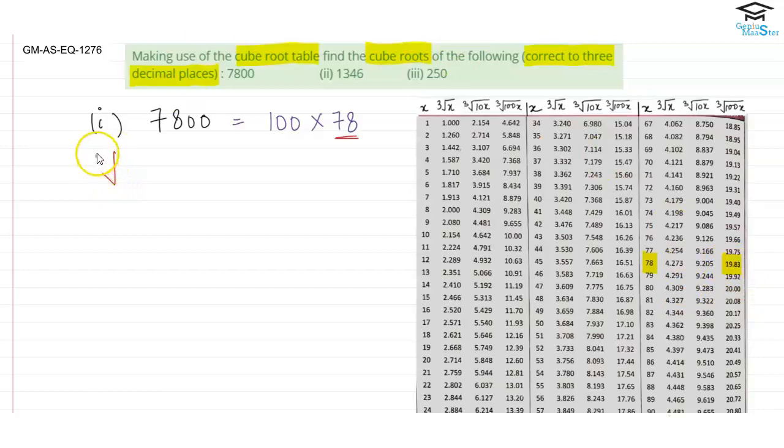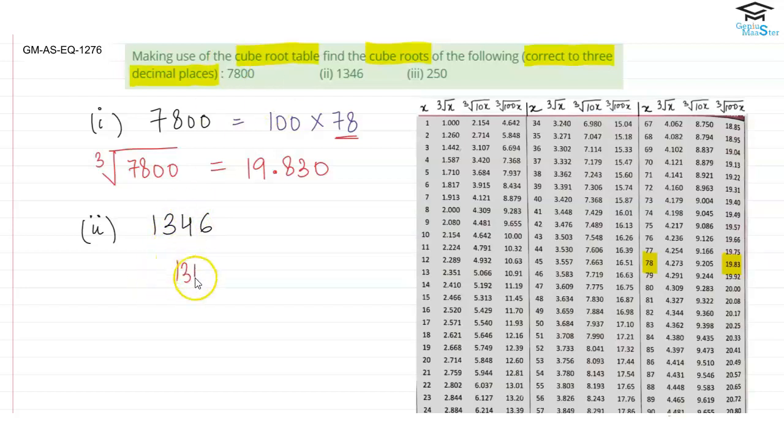So we can write cube root of 7800 equals to 19.830. Now the second number is 1346. Now we know that 1346 lies between 1300 and 1400.